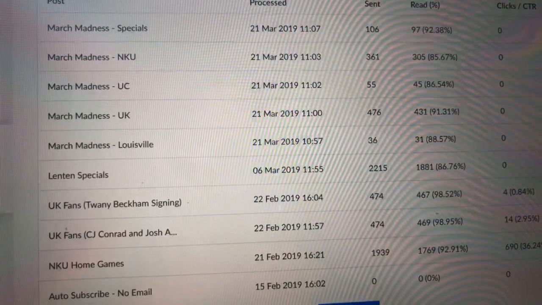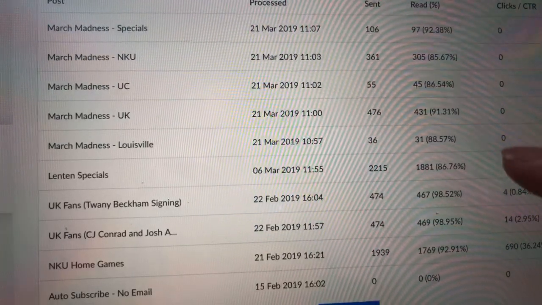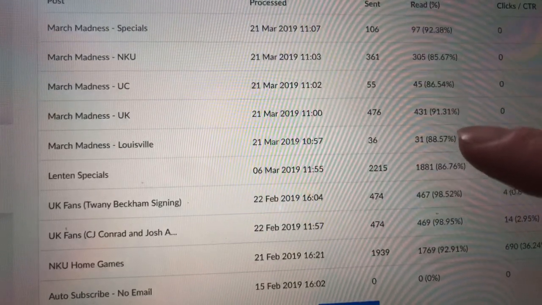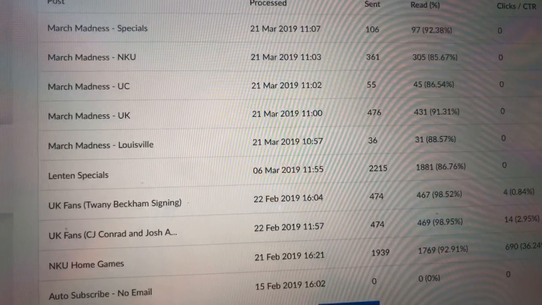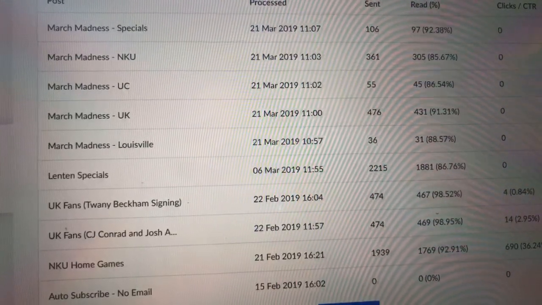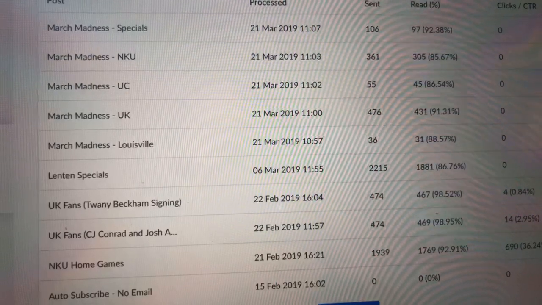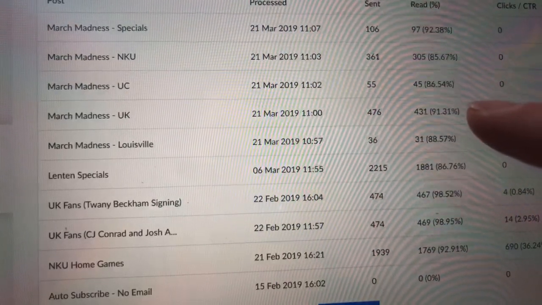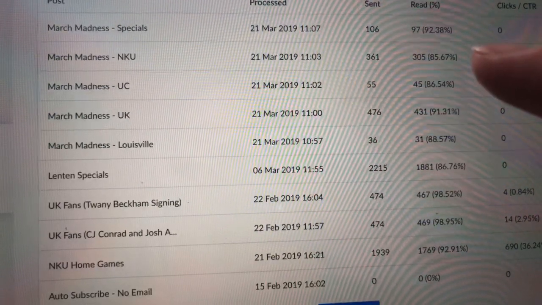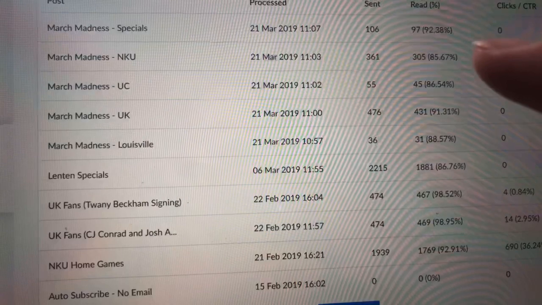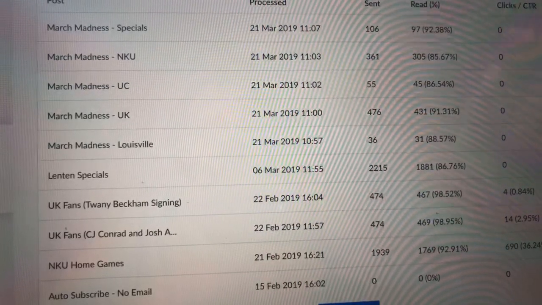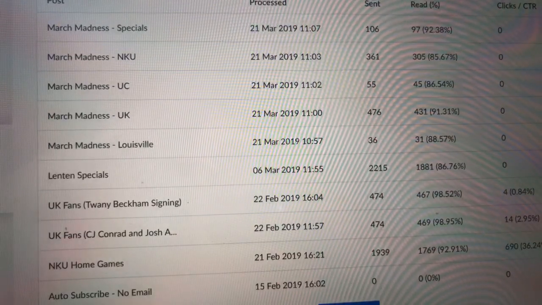But here's what we did differently than what we would have done with email. This message went to 36 people, of which 31 opened it and read it. It went to Louisville fans, people who had told us they liked Louisville basketball. Louisville was in the tournament. They got bounced pretty early, but different story. And you see 476, 91% UK. 55 UC, also got bounced early. 361 NKU, first round loss, but great effort. And then 106 were people that we didn't have a team for or a specific broadcast for, but we promoted March Madness.